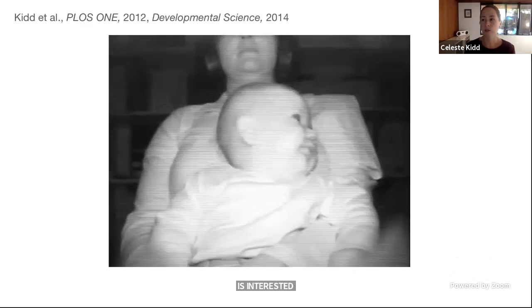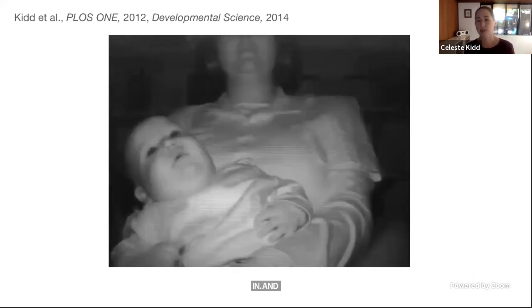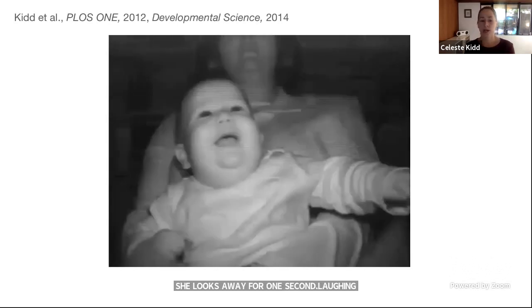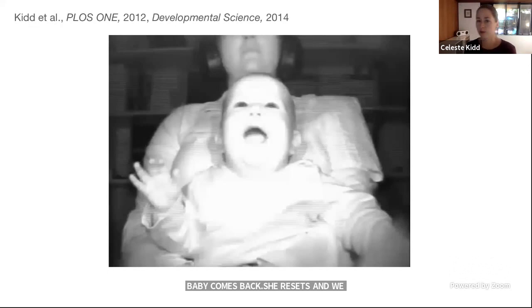And she looks away for criterion time of 1 second. Laughing baby comes back. She resets, and we can just do that over and over again. So we can get a large amount of data from each baby.